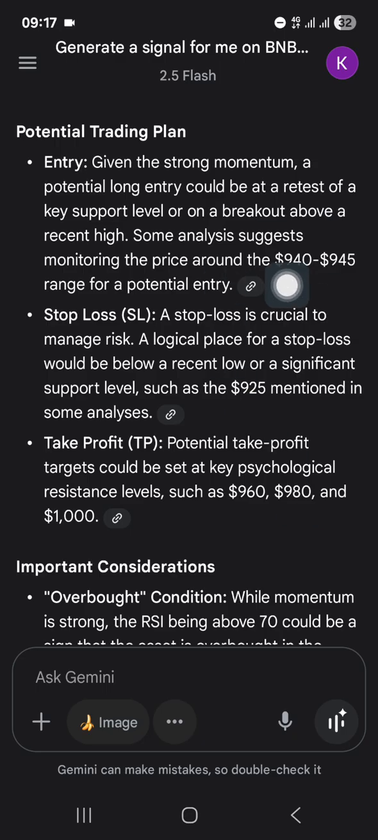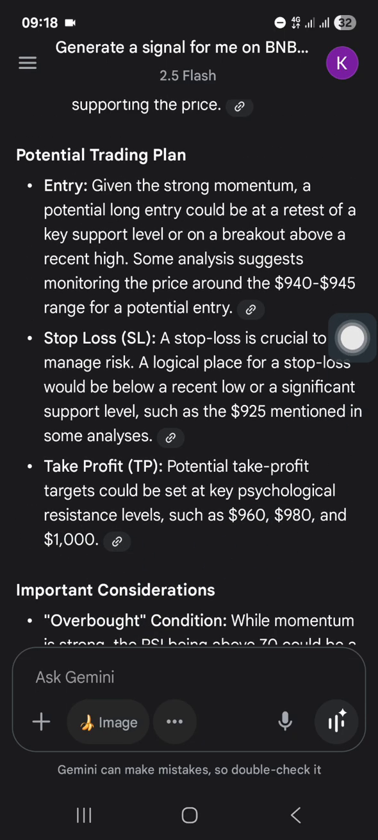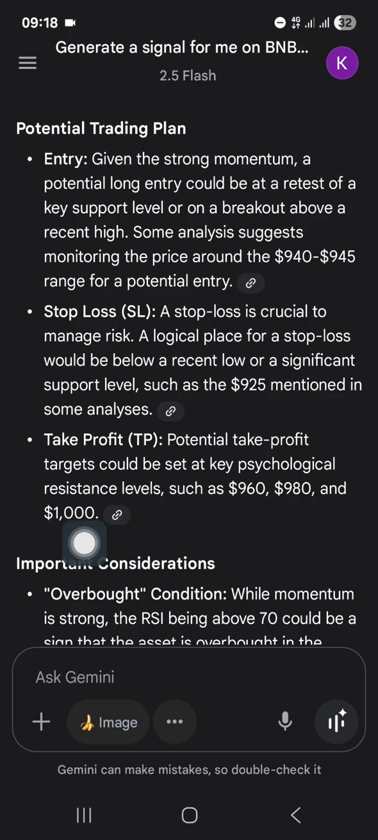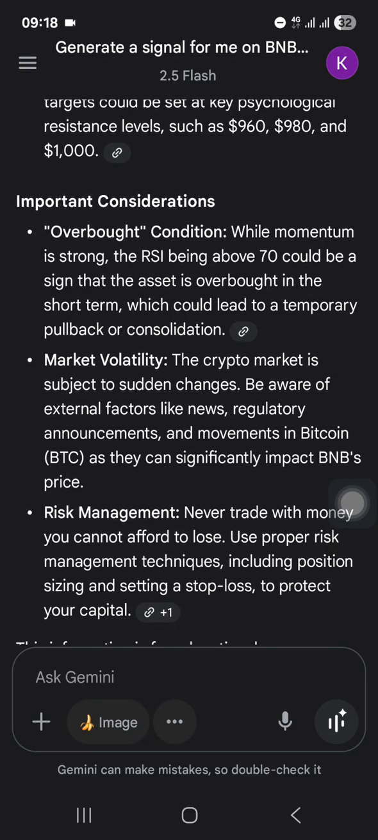So this one is telling me where my entry should be, where my stop loss should be, and don't forget that it's just my idea. And this one is based on spot trade, not on futures trade. So take profit. It said, okay, potential take profit could be set at key psychological resistance levels such as 960 to 980 and 1000. So this is take profit 1, take profit 2, take profit 3. If I'm entering at 940 to 945, these are my take profit 1, 2, and 3. Wow. Say wow. Say cheese. So you can see right now that I'm generating signals for you with this system.